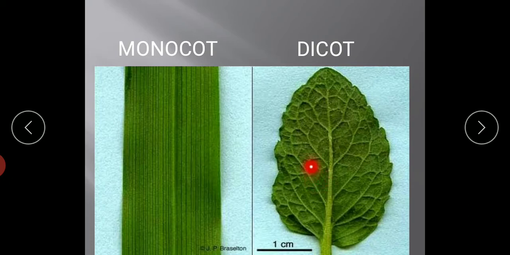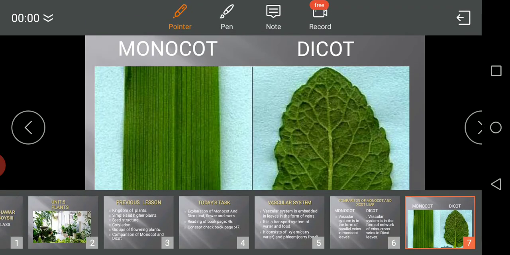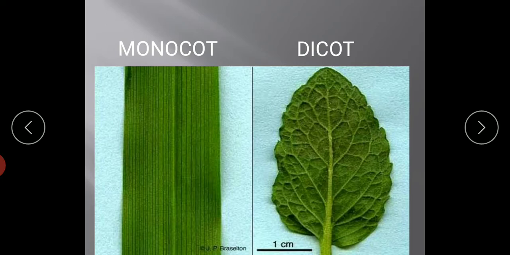In dicot, the vascular system is present in net form, in crisscross form, throughout the leaf. So this is the difference between monocot and dicot leaves: the monocot leaves are elongated and have parallel veins running in straight lines, and the leaves of dicot have net-like veins crisscrossing all over the leaf. These are the basic differences between the leaves of monocot and dicot.